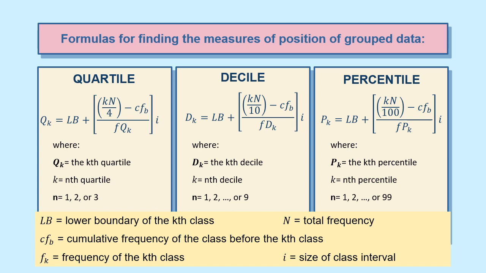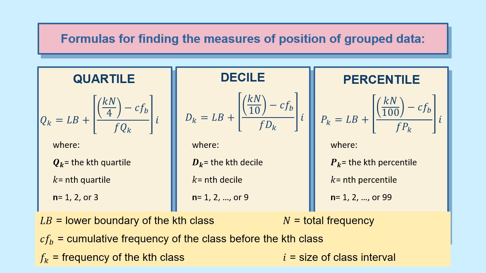Now, for the three formulas, LB is the lower boundary of the kth class. CF sub B is the cumulative frequency of the class before the kth class. F sub k is the frequency of the kth class. N is the total frequency. And I is the size of the class interval.